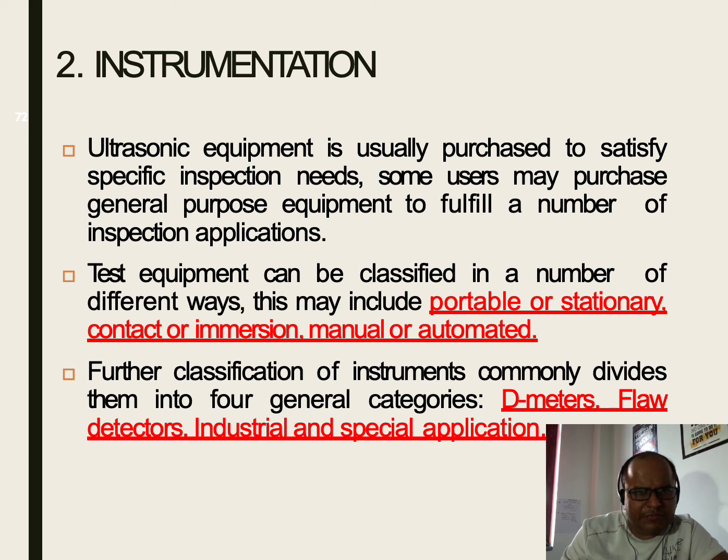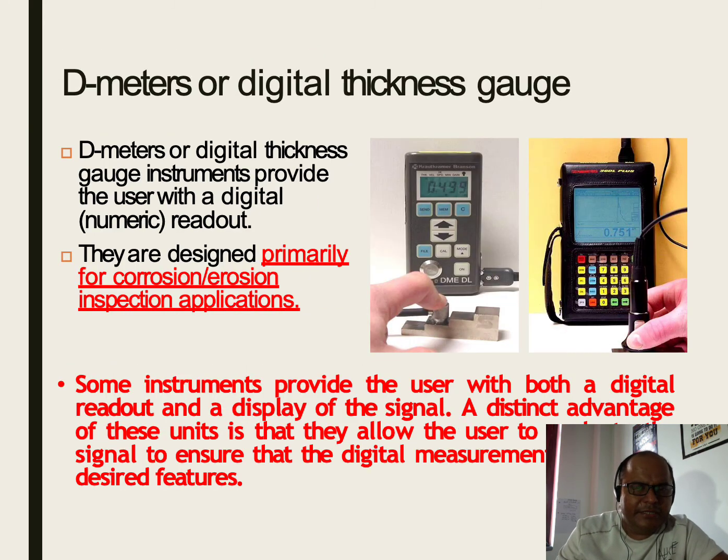Further classification of instruments commonly divides them into four general categories: the D-meter, flaw detectors, industrial, and special applications. D-meter is also known as the digital thickness gauge. D-meter or thickness gauge instruments provide the user with a digital numeric readout. They are designed primarily for corrosion and erosion inspection applications.